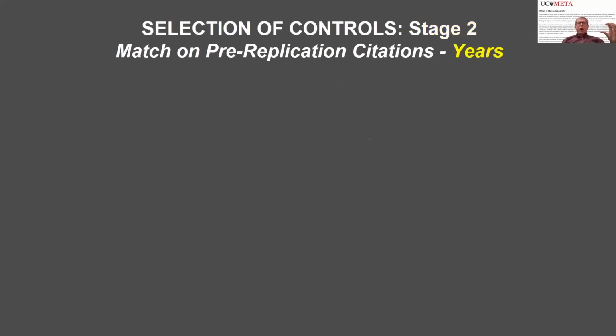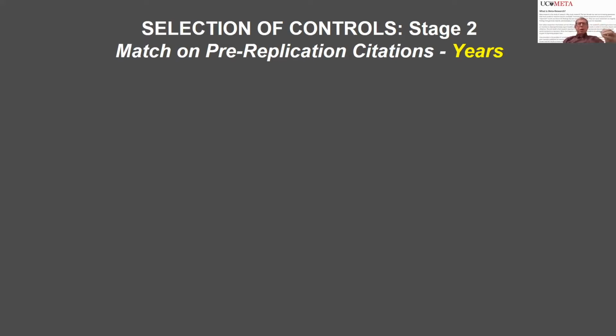That's our first stage. And then in our second stage, what we're going to do is look at the citation history, that is the citations prior to the replication being published, so the pre-treatment period. And we're going to look at two dimensions: the years difference between the year when the original study was published and the replication study was published, so that gap, which identifies the citation history prior to the replication. And then the second issue will be the number of citations that the original study had at the time the replication was published.